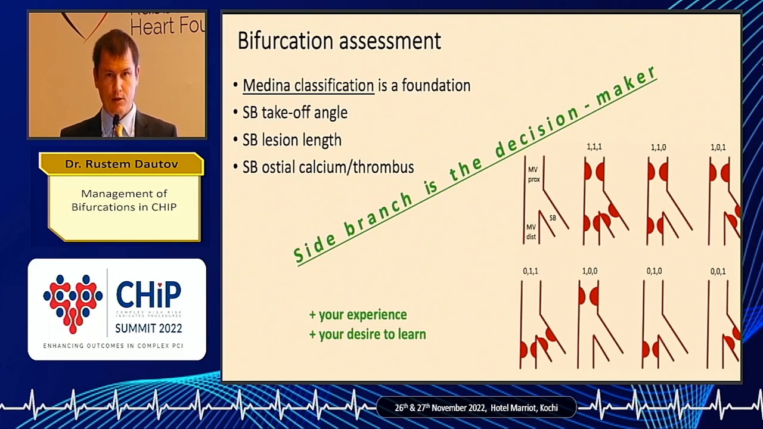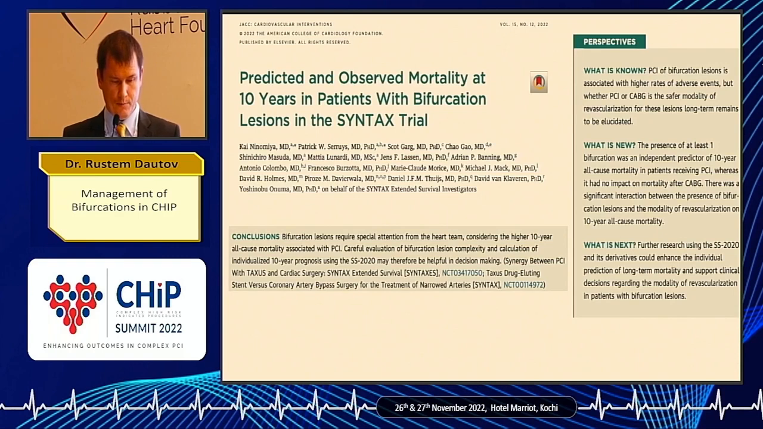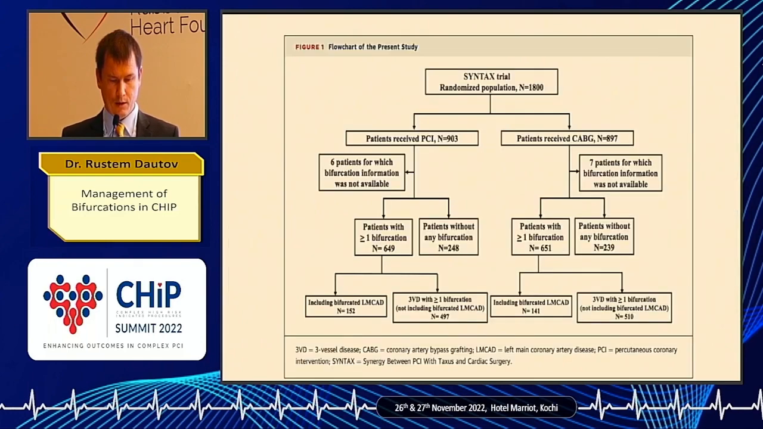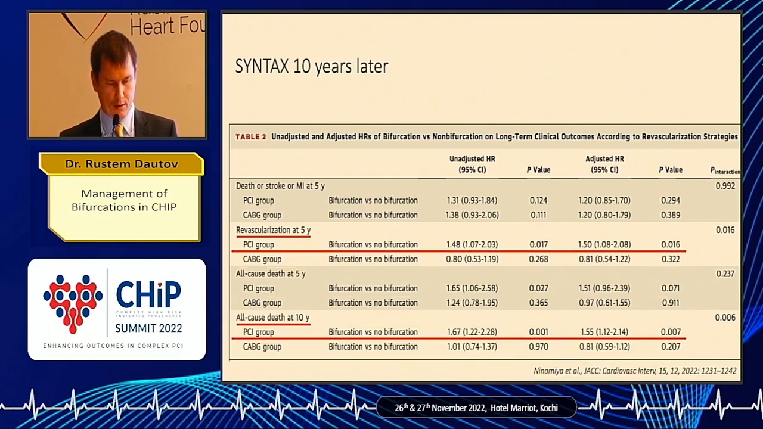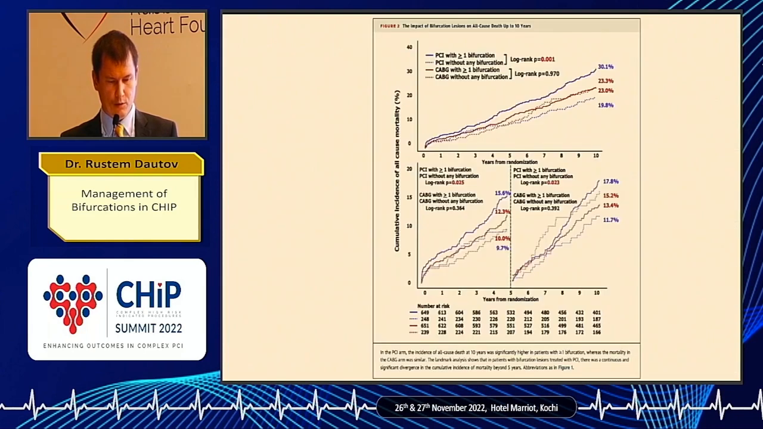Bifurcation assessment, obviously, in CHIP is the same as in normal bifurcation. Median is what we use. It also obviously depends on your experience and your desire to learn. SYNTAX follow-up published this year at 10 years eventually concluded that bifurcation PCI has worse follow-up. It requires more revascularization at 5 years, as you can see, and all-cause death also at 10 years is much higher versus those where bifurcations were not treated.